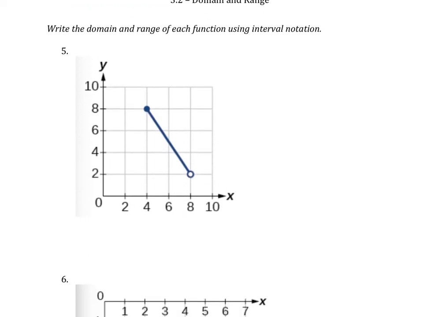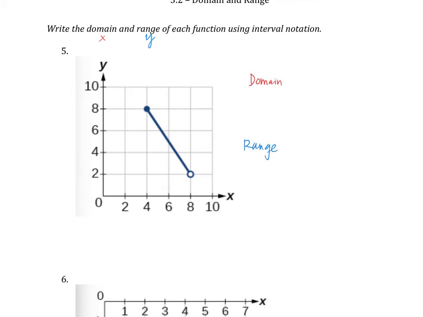Number 5. Now we're going to write the domain and the range from a given graph. Now here is the key to this. It seems really easy, but it's so easy to make a mistake. So first of all, you want to make sure you realize that the domain is the x, range is the y. Okay, I'm going to do these in separate colors.